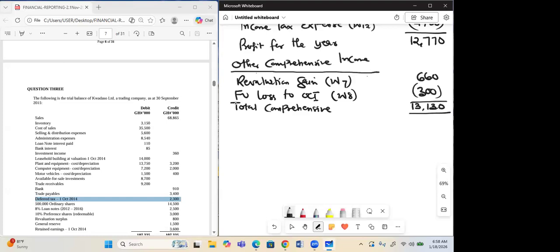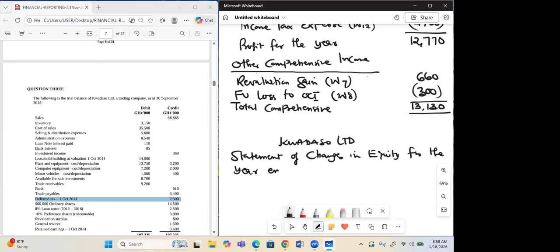Are we okay? Yes. Then I'll go to my statement of changes in equity. Quadaso Limited, statement of changes in equity for the year ended 30th September 2015.